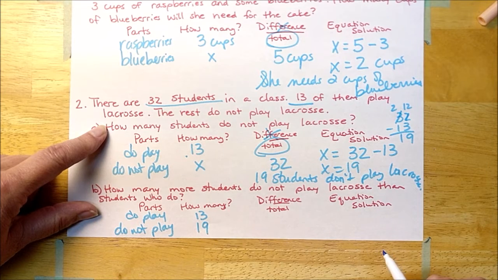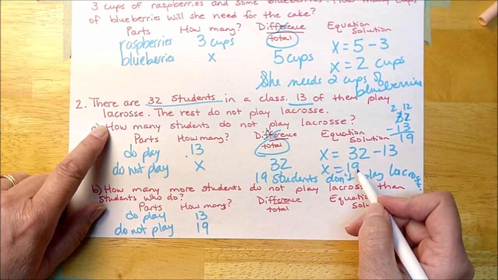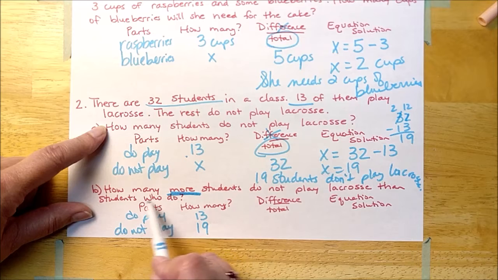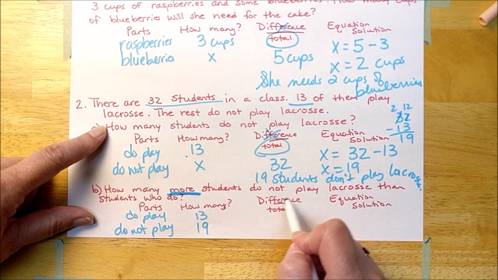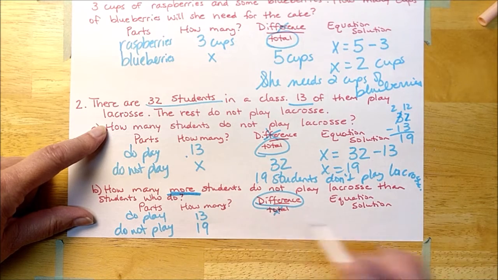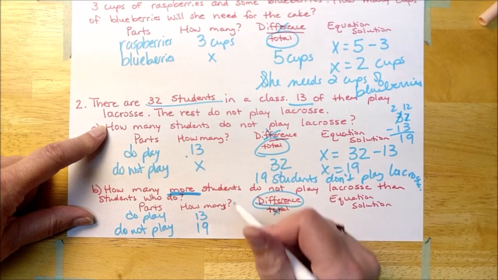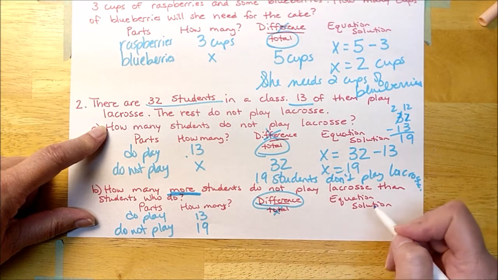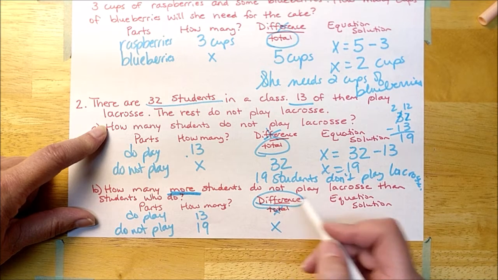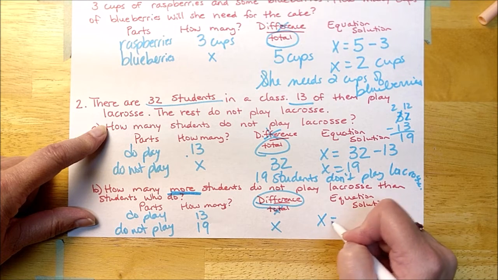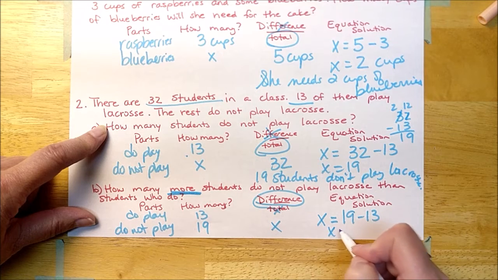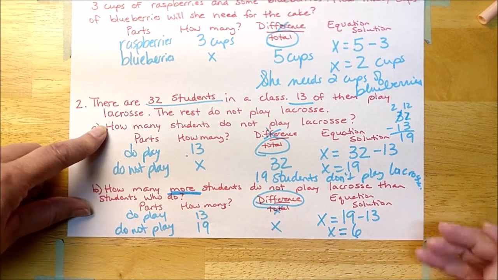So we know that 19 people do not play, and they want us to tell how many more. So that means we need to find the difference. As soon as we see how many more, or how many less, or how many fewer, or how many greater, or how much cheaper, it's a difference. So that's what we need to find. Whenever you need to find a difference, it's always going to be a subtract problem. And remember, the big number always goes first. So my difference is 6.